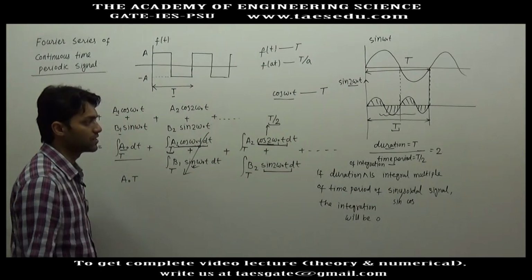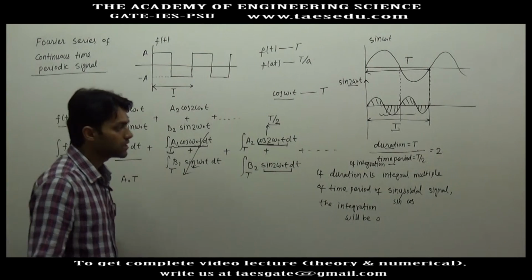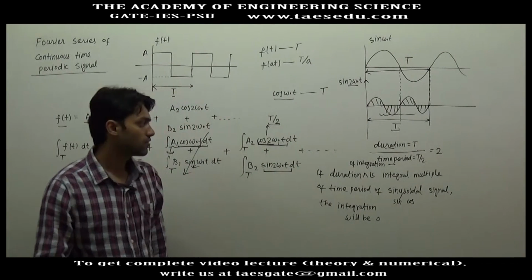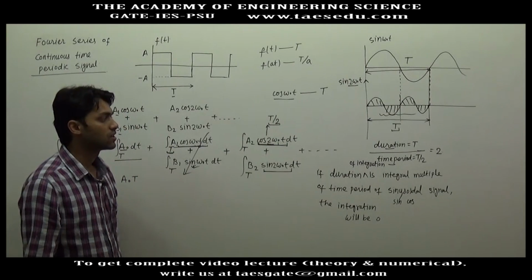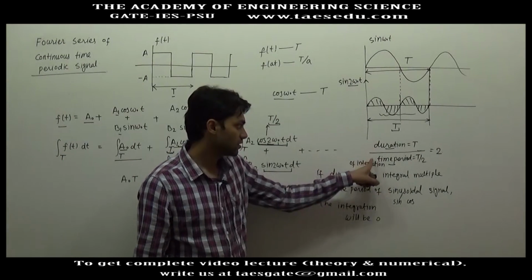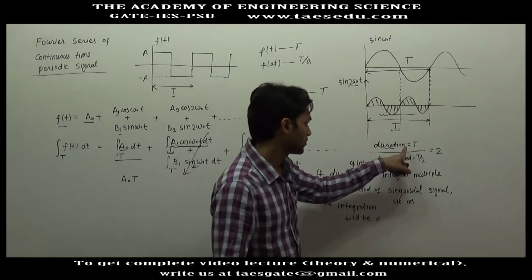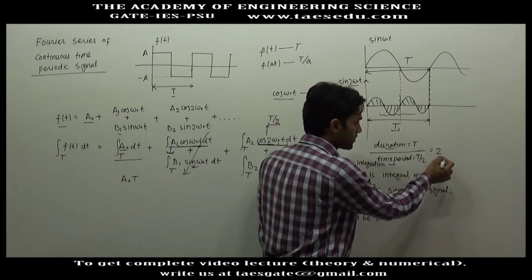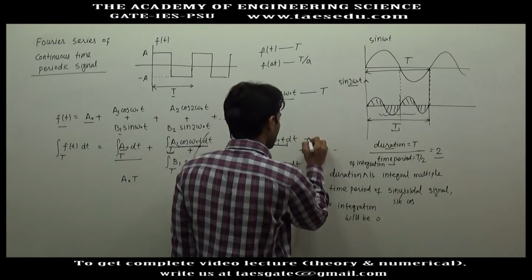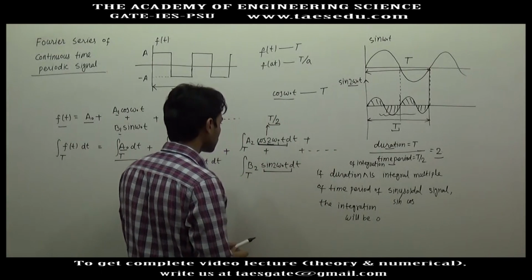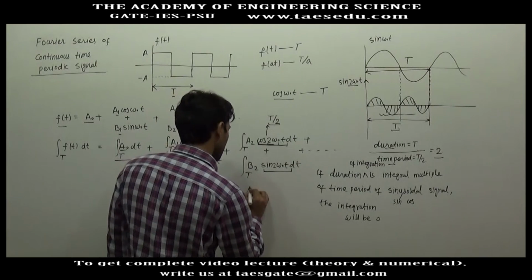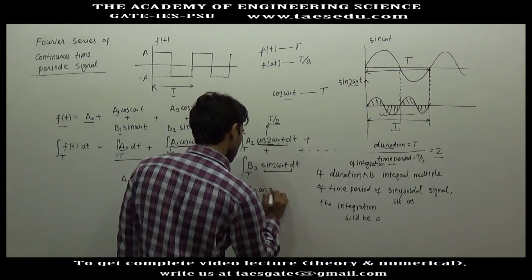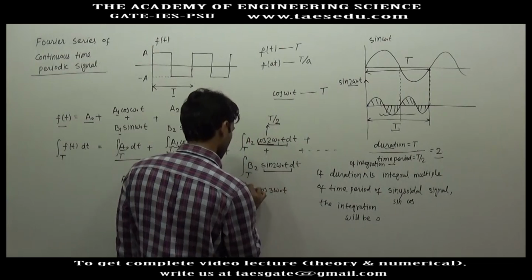Because if the duration is an integral multiple, it will have complete cycles. It may have 4 cycles, 5 cycles, depending upon this factor. Similarly, for the next term we will have the integration of a3 cos 3 omega naught t.